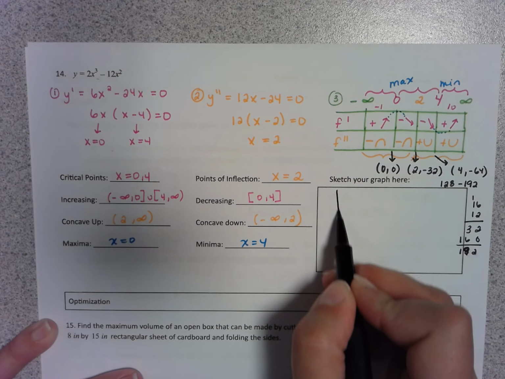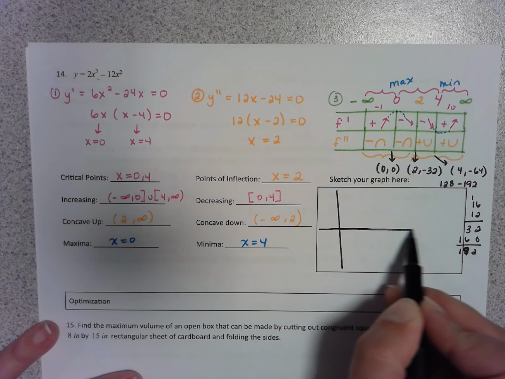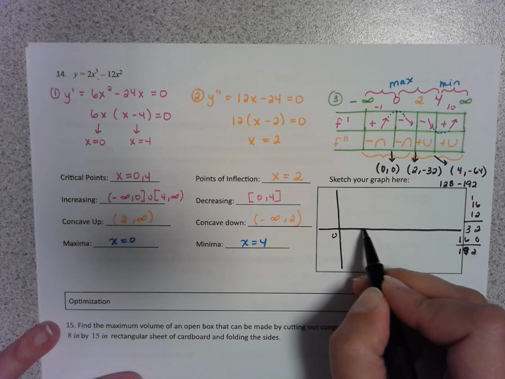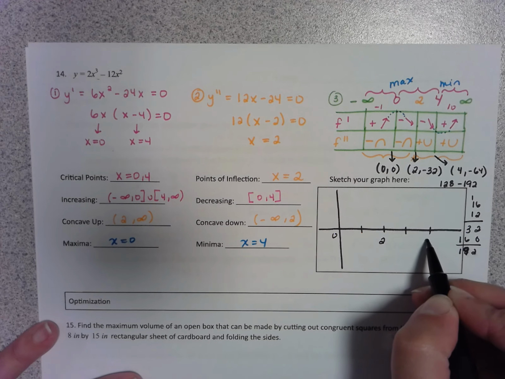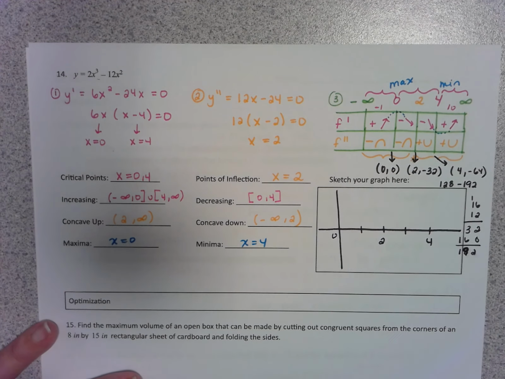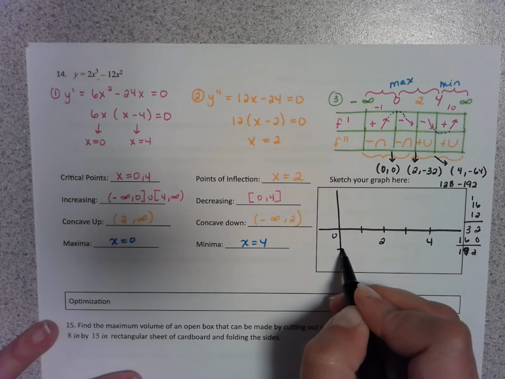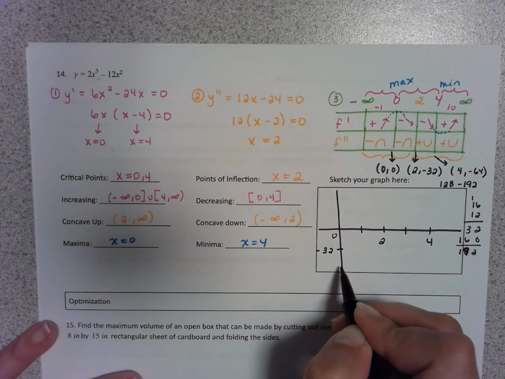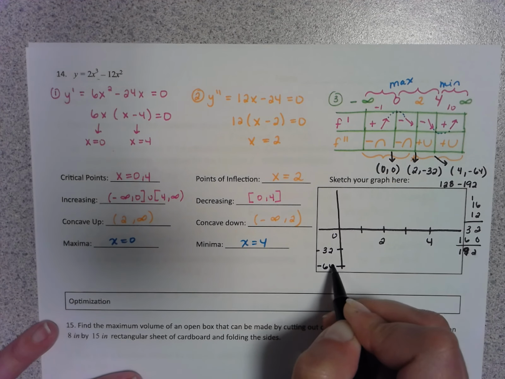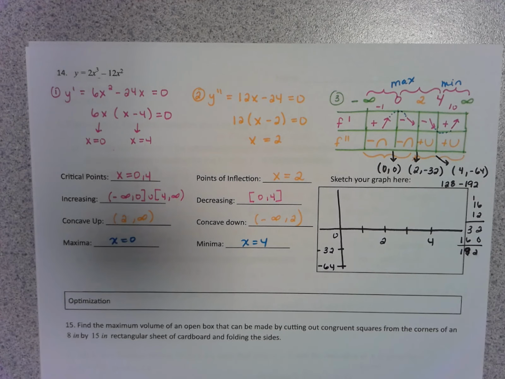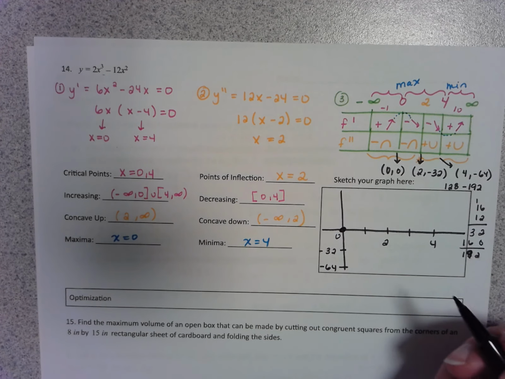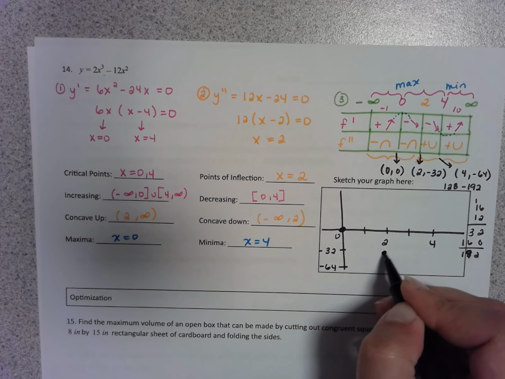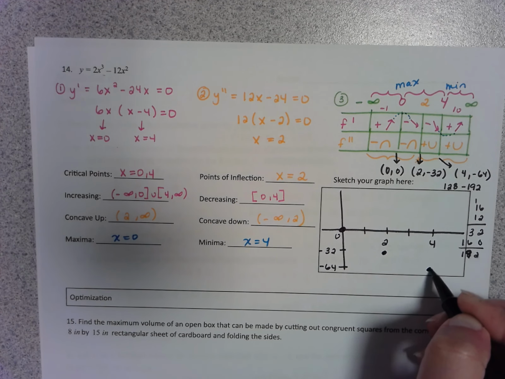Okay, so my values then on my graph, 0 is an important x, 2 is an important x, and so is 4. Negative 32 is an important y value, and negative 64 is an important y value. I'm going to graph 0, 0. I'm going to graph 2, negative 32, and 4, negative 64.